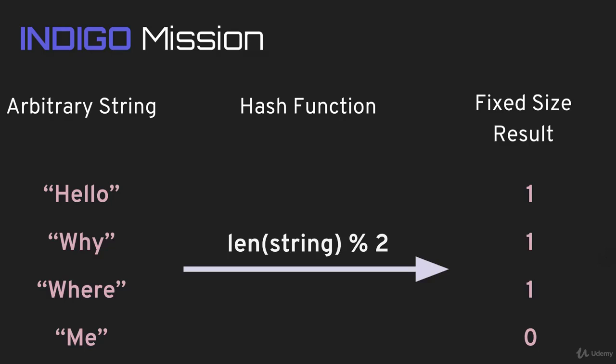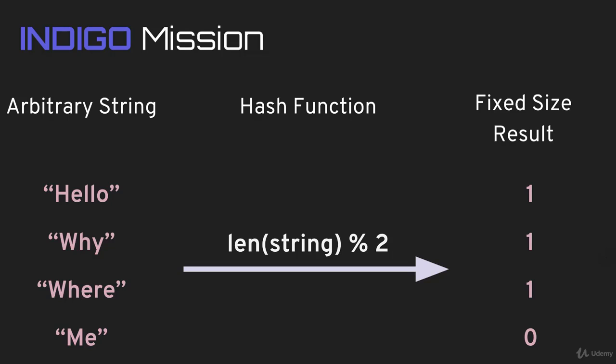And then we pass it through a hash function. In this case, the hash function is just take the length of the string and then mod 2 and get the result. And that basically just checks, is there an even number of characters or an odd number of characters in this string? And no matter how big the string is that you pass to this hash function, you're always going to get one of two results, either a 1 or a 0, where 0 indicates that there was an even number of characters in the string, and 1 indicates that there was an odd number of characters. So now we can take an arbitrary string of any size, pass it through this hash function, and get back a fixed size result.